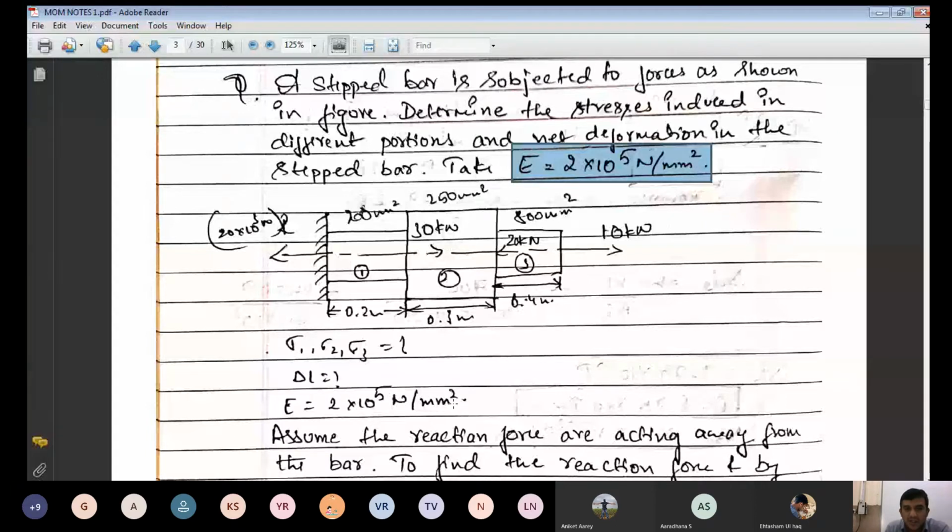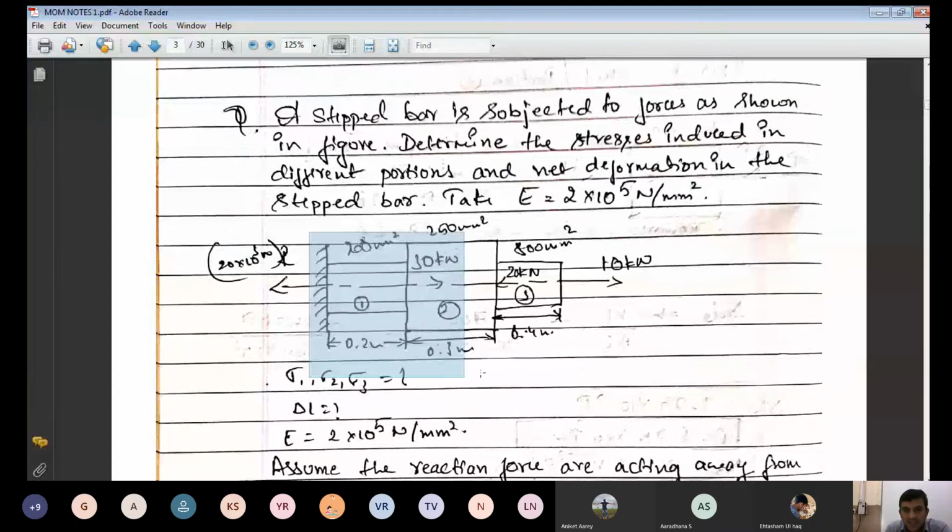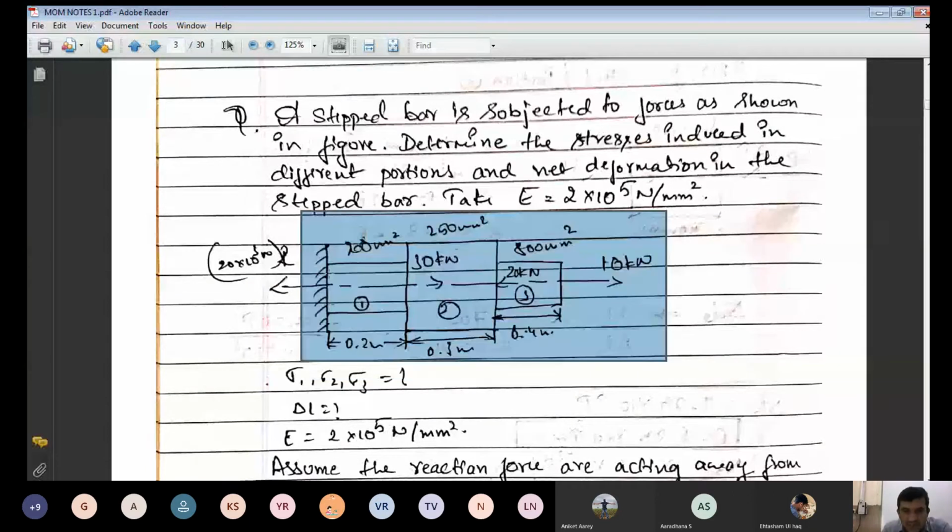Now here one end is fixed. In this problem we can see that one end is fixed here. Whenever one end is fixed, I should calculate the reaction force exerted here, because this is a stepped bar subjected to several loads. At the junction of portions 1 and 2, 30 kN is acting, 20 kN is acting between 2 and 3, and at portion 3, 10 kN is acting. First we calculate the reactions at the support.